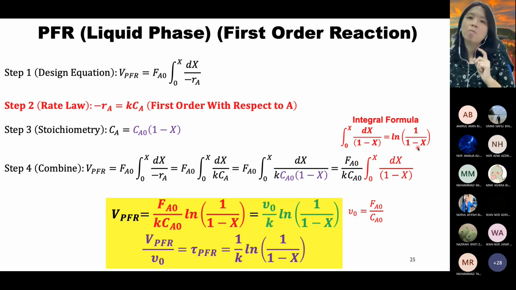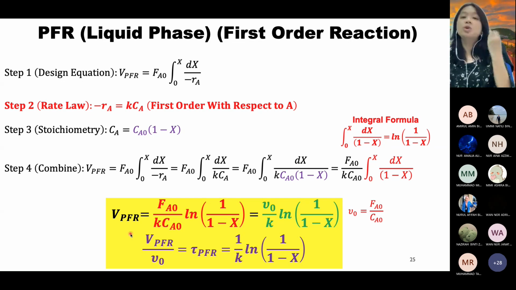Maksudnya sekarang saya dah boleh combine saya punya equation. So it becomes volume PFR equals bahagian depan pengamiran tadi tu masih ada FA naught per KCA naught, dan saya combine dengan penyelesaian pengamiran saya which becomes ln 1 per 1 minus X. Okay, so equation merah ni adalah equation of which kamu boleh cari volume PFR.